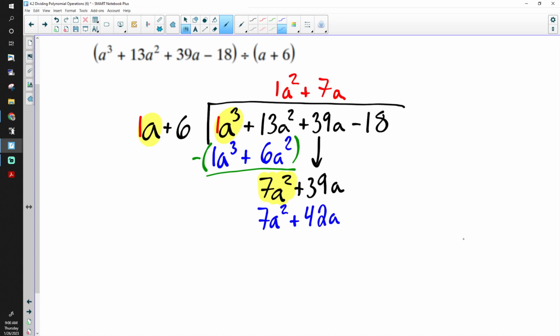Right? All good? Time to subtract. My 7a squareds cancel each other out, and I just need to subtract. 39 minus 42 is negative 3a. And bring down minus 18.